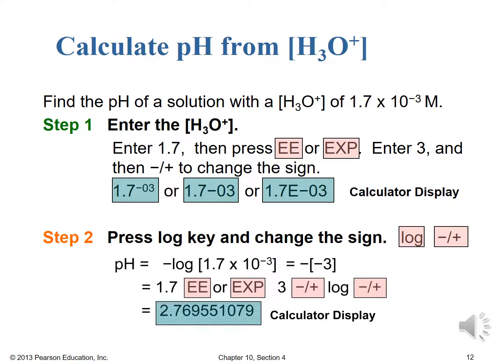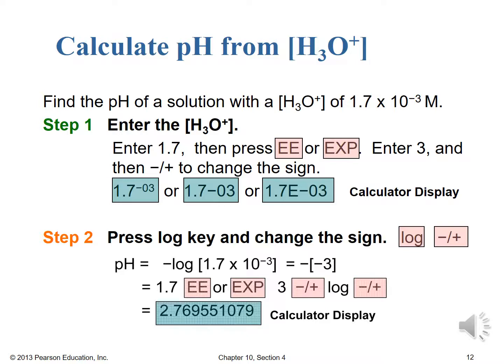So here we're going to find the pH of a solution with an H3O plus concentration of 1.7 times 10 to the minus 3 molar. So first step, we'll enter the H3O plus concentration. So we enter 1.7, then on your calculator, depending on if it has an EE key or an EXP key, that's what you'll hit to reveal the exponential. You'll enter a 3 and then hit the plus minus key to change the sign so that it looks like 1.7 e minus 3 or 1.7 to the minus 0.3 power, however your calculator display might show it. Step number 2, we'll hit the log key and then change the sign.